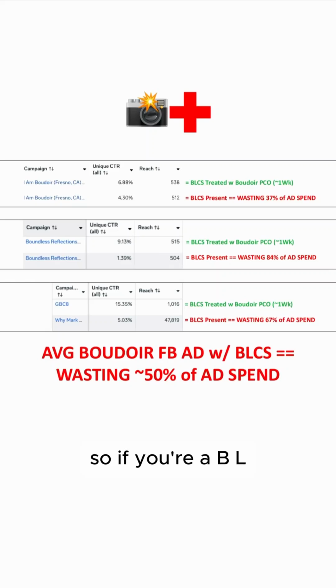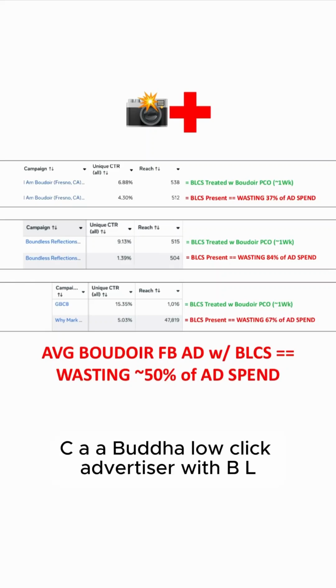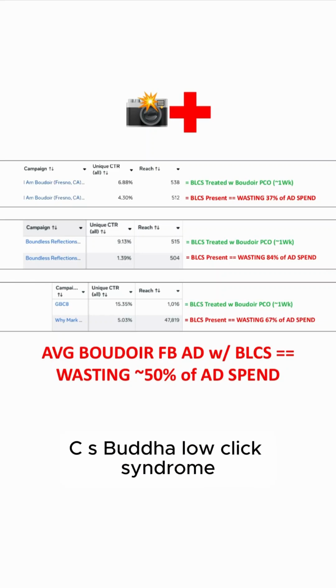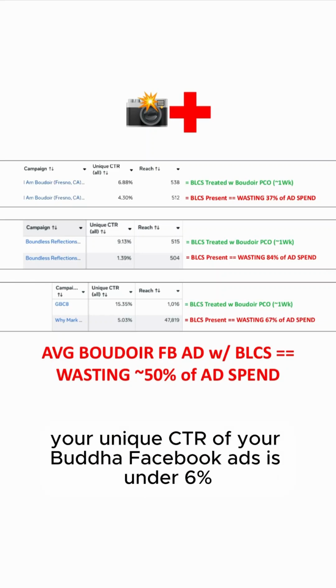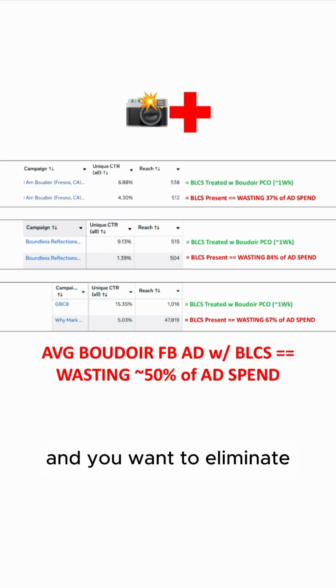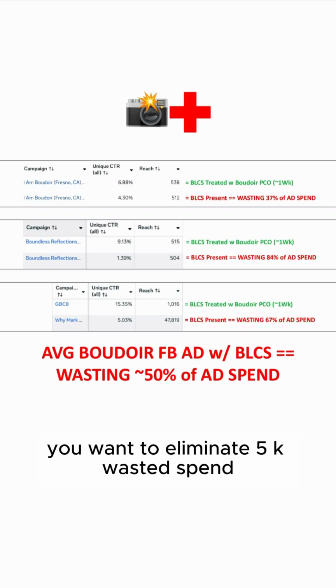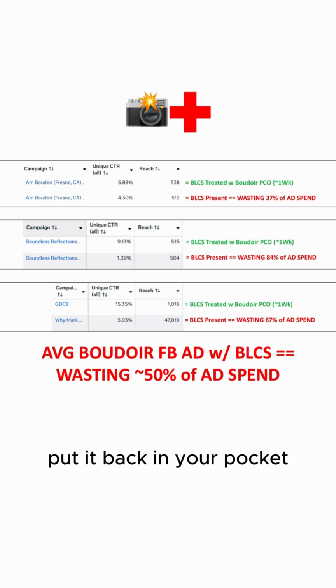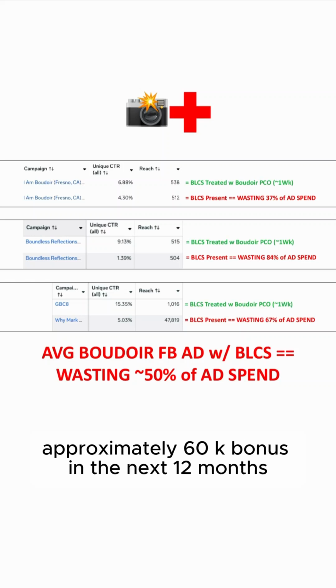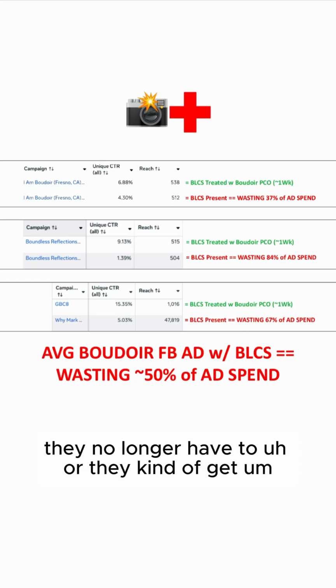So if you're a BLCA, a Boudoir low click advertiser with BLCS, Boudoir low click syndrome, your unique CTR all of your Boudoir Facebook ads is under 6%, and you want to eliminate 5K wasted spend. If you're spending more than 10 grand a month, you want to eliminate 5K wasted spend, put it back in your pocket, not have to waste it, and have approximately a 60K bonus in the next 12 months.